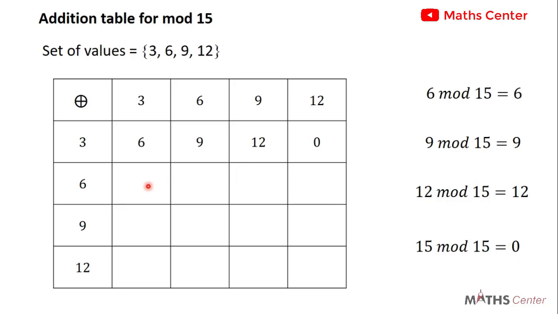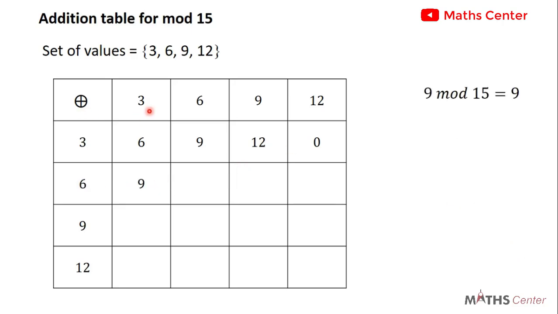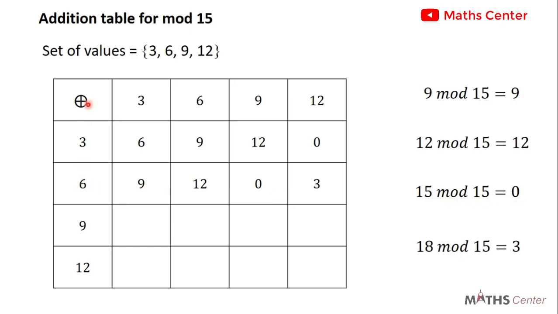Let's move on to the next row. 6 plus 3 is 9. 9 mod 15 is 9. 6 plus 6 is 12. 12 mod 15 is 12. 6 plus 9 is 15. 15 mod 15 is 0. 6 plus 12 is 18. 18 mod 15 is 3. So 18 is greater than the modulus, which is 15.